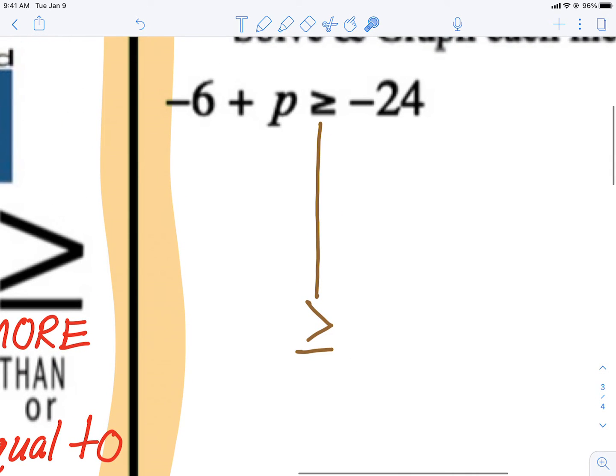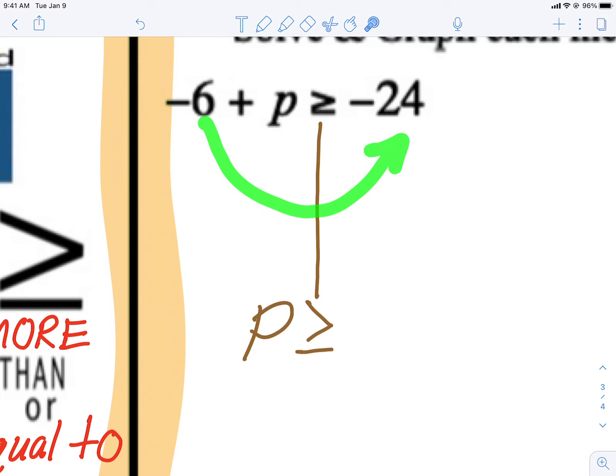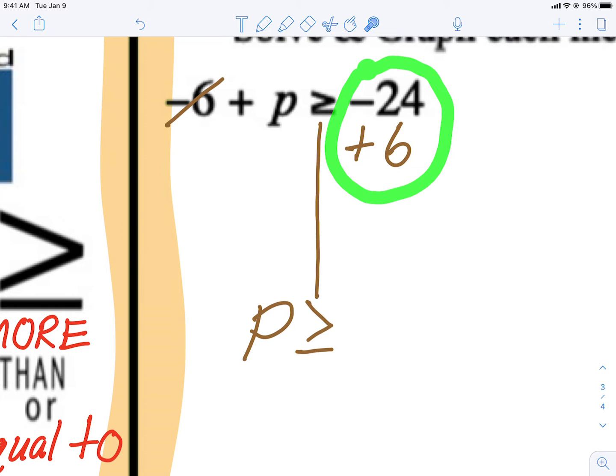So we're going to bring our P down, just like before. Nothing changes. P. And we're going to move this -6 over to this side, and we're going to do that by adding 6, cross out 6, and we're going to say plus 6. So now a -24 and a +6 are not the same sign, so I have to subtract. So 24 minus 6 is 18.